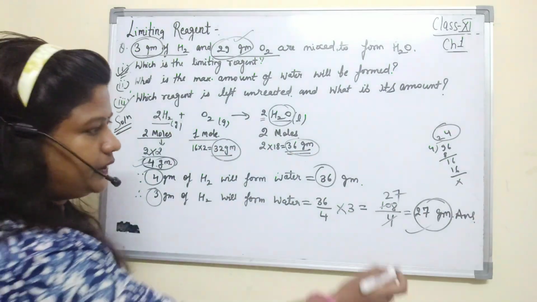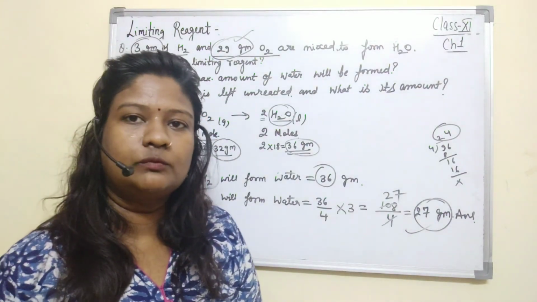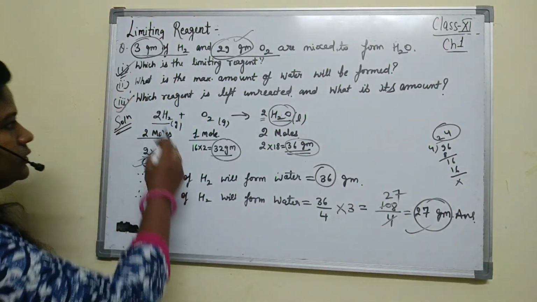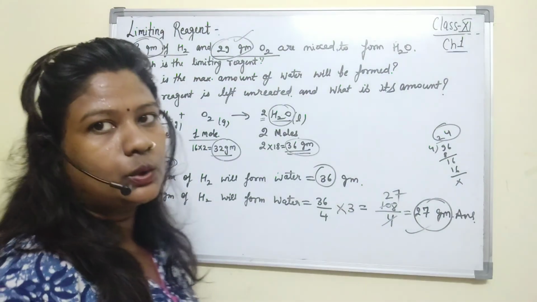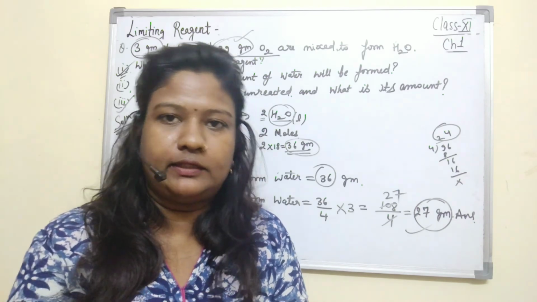Okay, in this way we get the answer: 27 gram of water will be formed by the reaction of H2 and O2. Okay, so this is the limiting reagent based numerical.